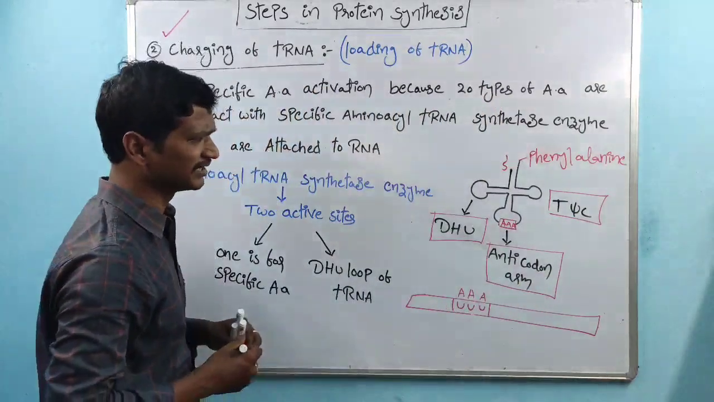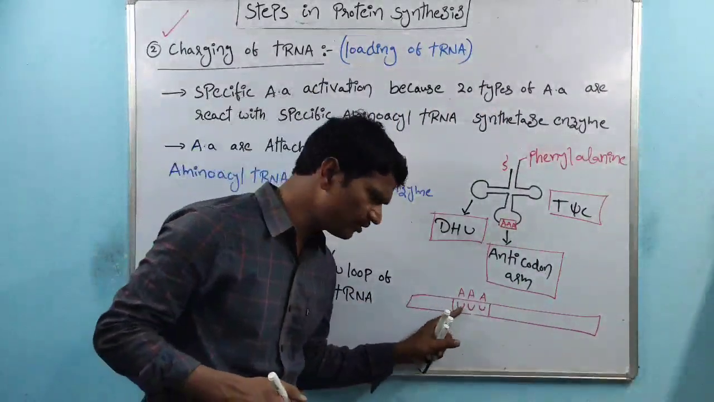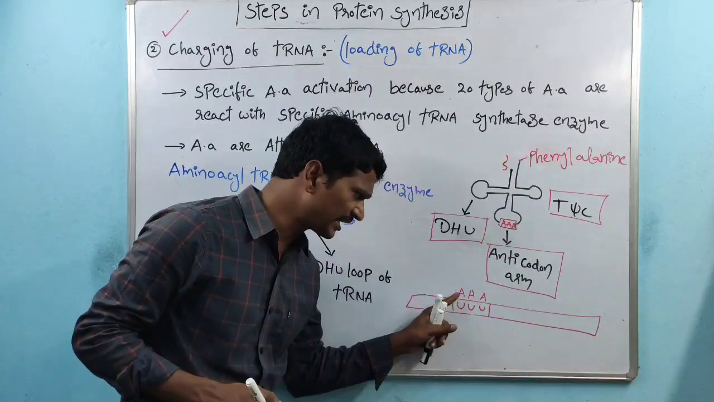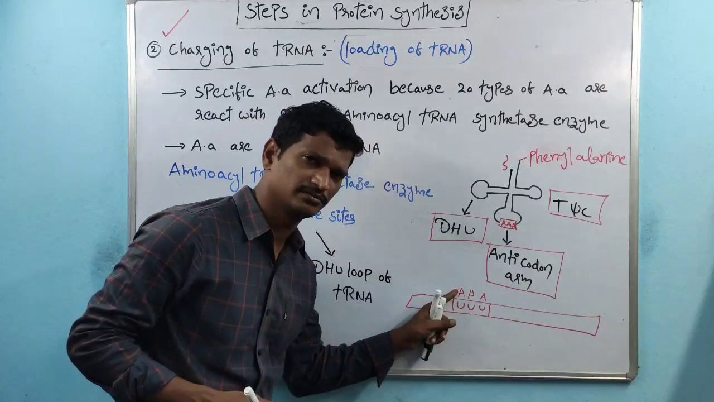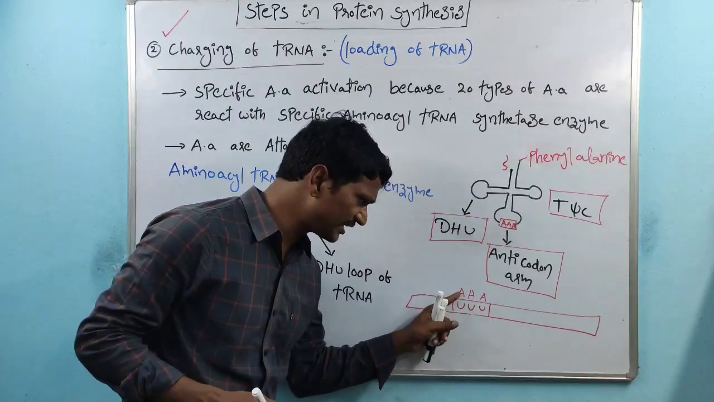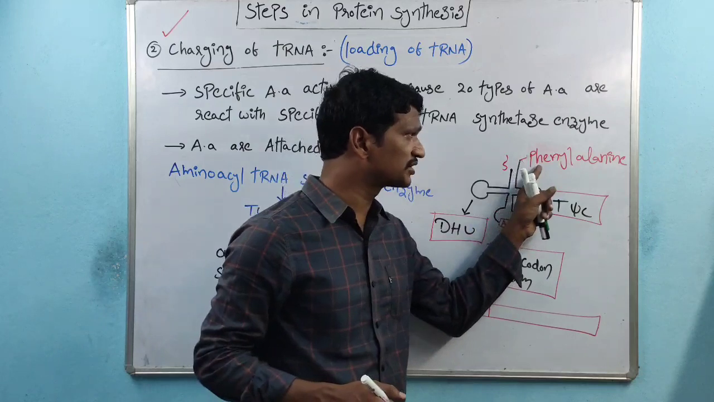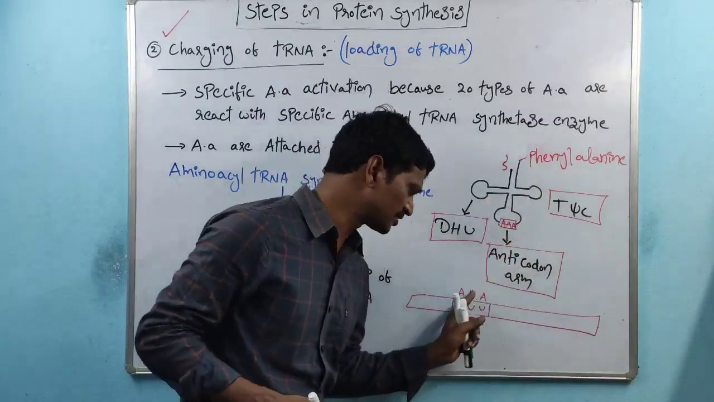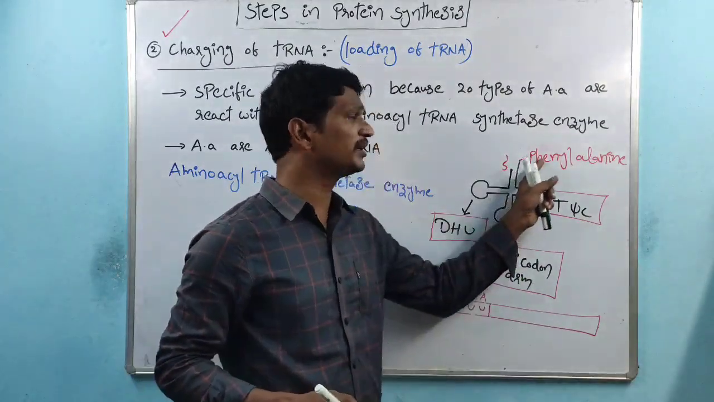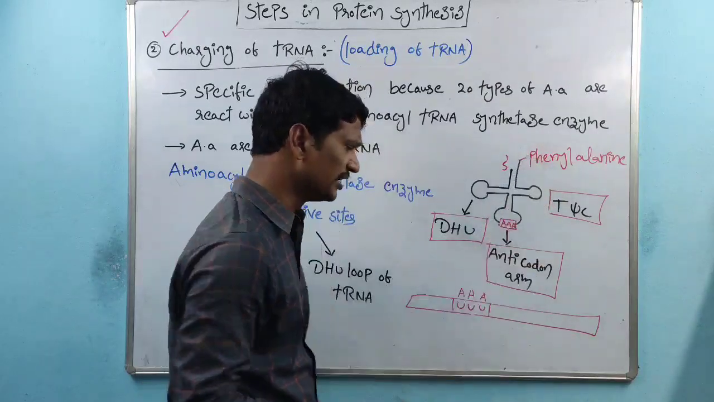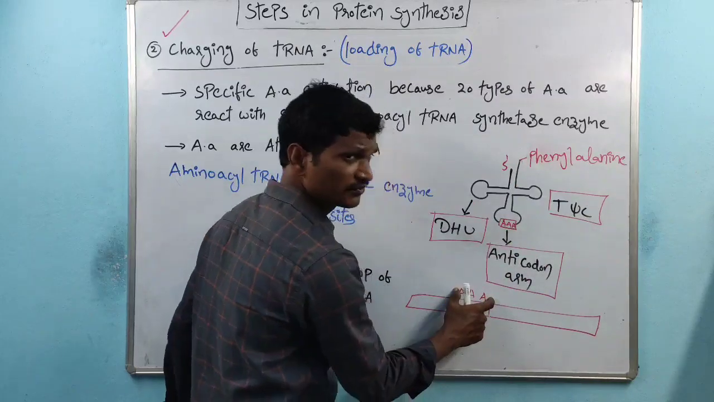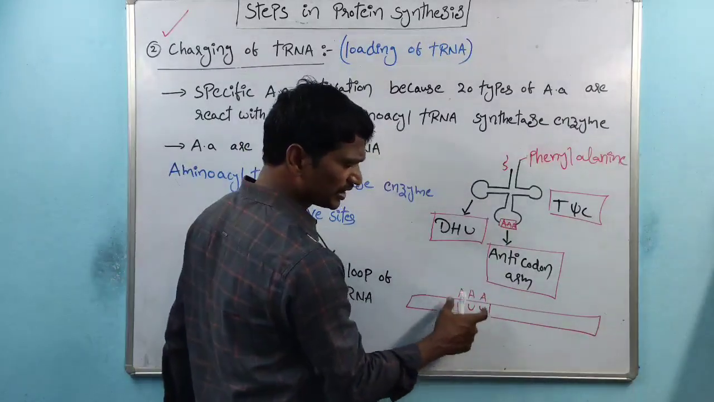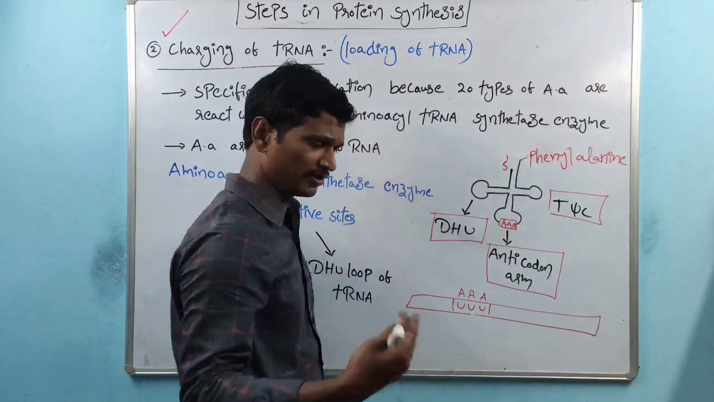So what I am telling is, a specific codon is recognized by an anticodon. Each specific anticodon codes for a specific amino acid. That is nothing but a specific codon codes for a specific amino acid by a specific anticodon. So between these two there is an interaction.